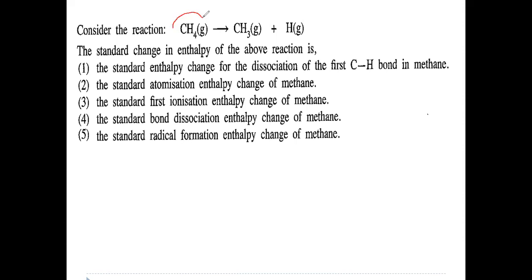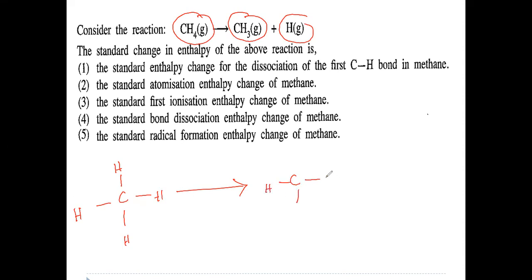Then you can see here methane is becoming CH3 gas and this is hydrogen gas. So usually this is the bond of the CH4. Then it comes as CH3 plus hydrogen, all in gaseous state. What could be the answer? Let's take the standard enthalpy change. You are going to find what this reaction is. What type is the standard enthalpy change of the above reaction?